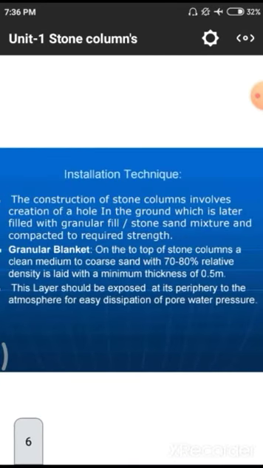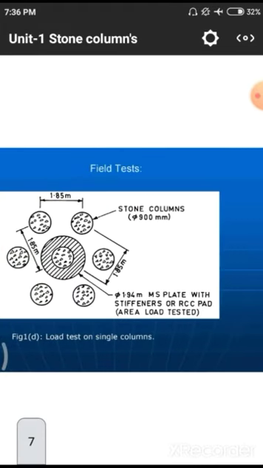This is the installation technique of this stone column, and the materials, and how we need to associate them with the ground level, the top of the ground level and the below ground levels. These are the tests we need to conduct on particular columns.